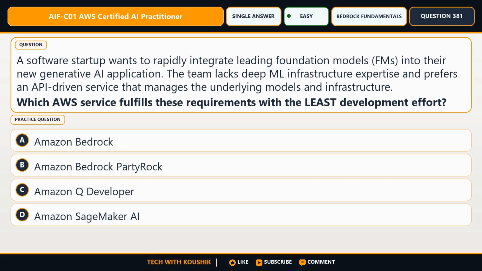Now tackle question number 381. A software startup wants to rapidly integrate leading foundation models, FMs, into their new generative AI application. The team lacks deep ML infrastructure expertise and prefers an API-driven service that manages the underlying models and infrastructure. Which AWS service fulfills these requirements with the least development effort? Compare the options. Choice A, Amazon Bedrock. Choice B, Amazon Bedrock PartyRock. Choice C, Amazon Q Developer. Choice D, Amazon SageMaker AI.